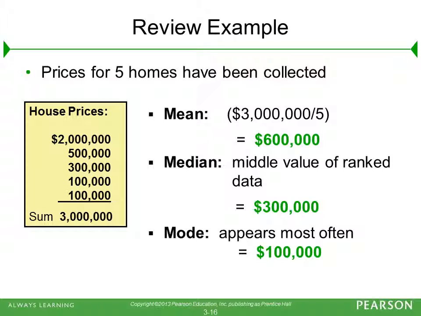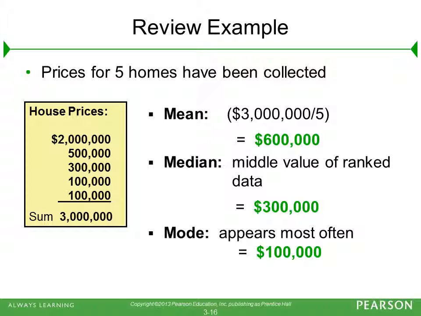So in this one data set, house prices, you have a house that's $2 million, and then you have 500,000, 300,000, and two houses that are 100,000 each. You definitely see an outlier, which is 2 million, and therefore the mean is skewed. And that $2 million number is taking the mean up to 600,000, which is not reflective of the data.